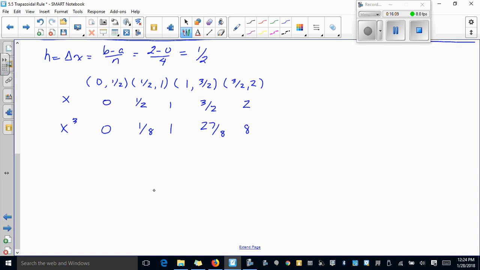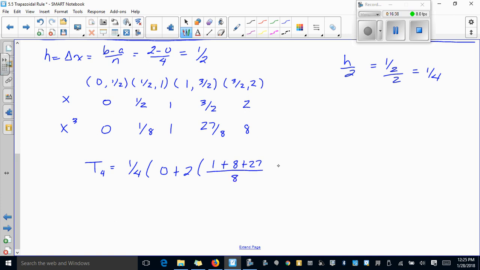So my trapezoid of 4 is going to be, oh, we didn't figure out the h over 2. h over 2 is going to be 1/2 over 2, or 1/4. So this is 1/4 times 0 plus 2 times, bear with me on this one, 1 plus 8 plus 27 all over 8 plus 8. Guys, I took this guy and 1, and to get a common denominator, I just had to do 8/8. So that way I can put all these guys together. I am going to go ahead and clean this up and make this 4.